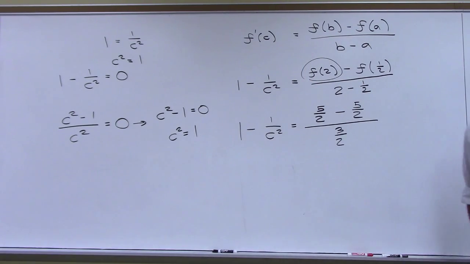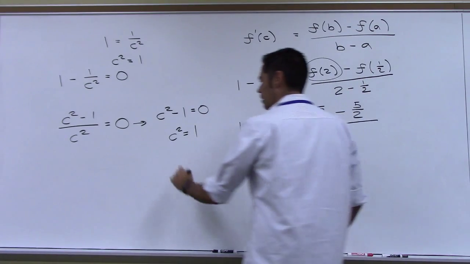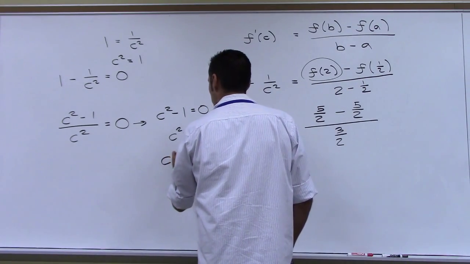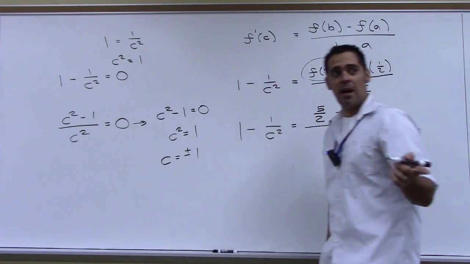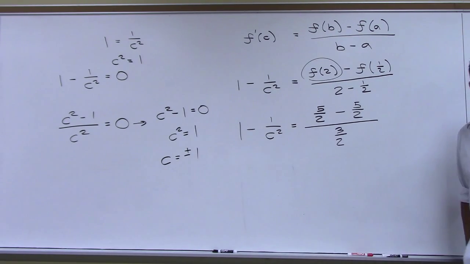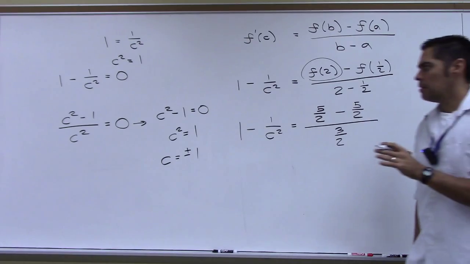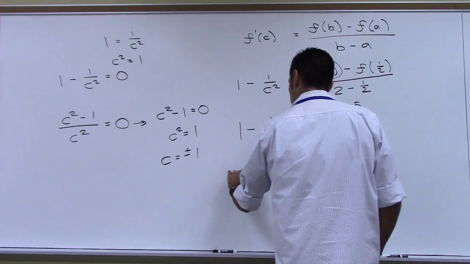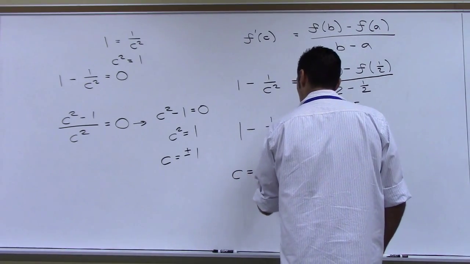And then you take the square root, right? And you get what? Plus or minus 1. But it can't be minus 1 because your interval is between 1/2 and 2, right? So your answer is what? C is 1.